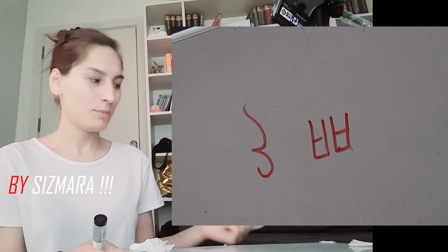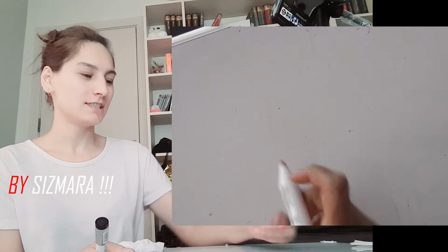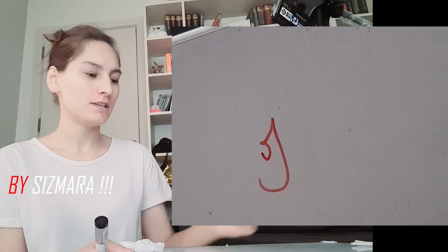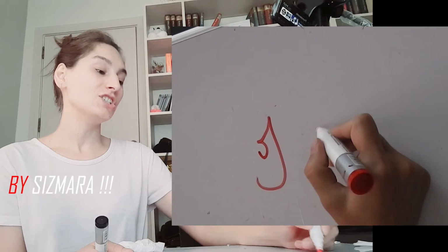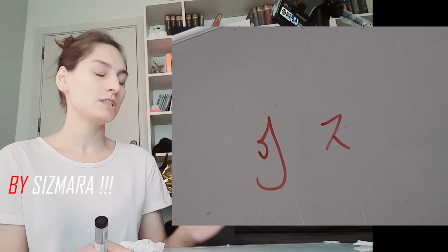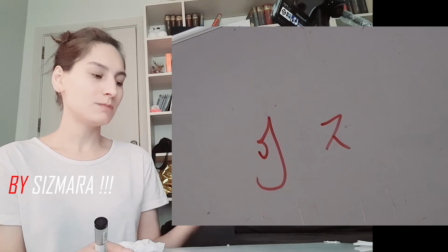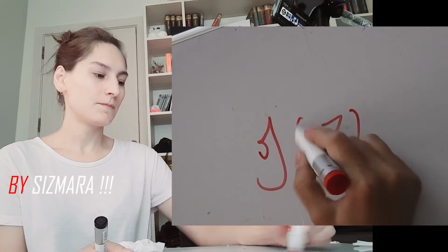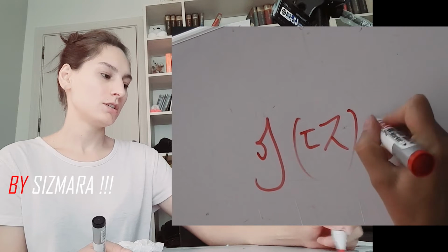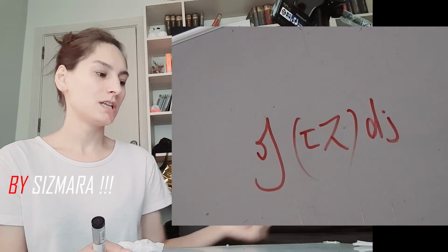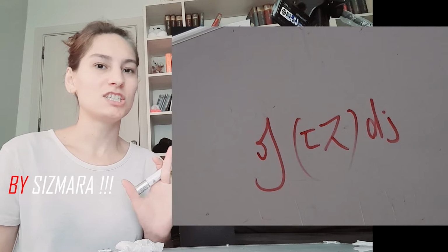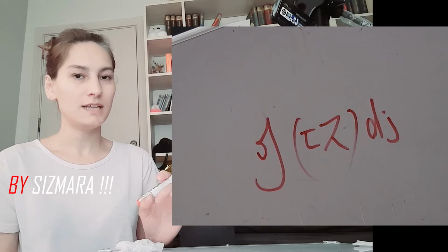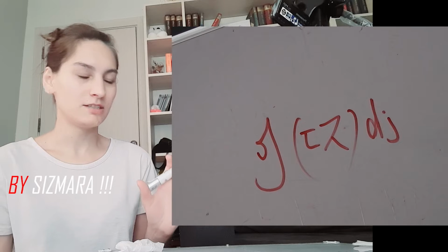P sound. Next one is J. I know it's a new sound for you. We use J to express this letter in Georgian, but it's more like the J in English. You should pronounce it like J, okay?